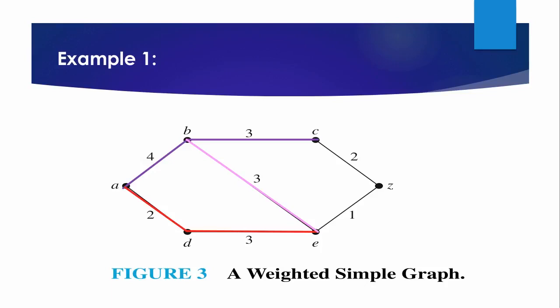Because the shortest of these paths is ADE, the third closest vertex to A is E, and the length of the shortest path from A to E is 5.